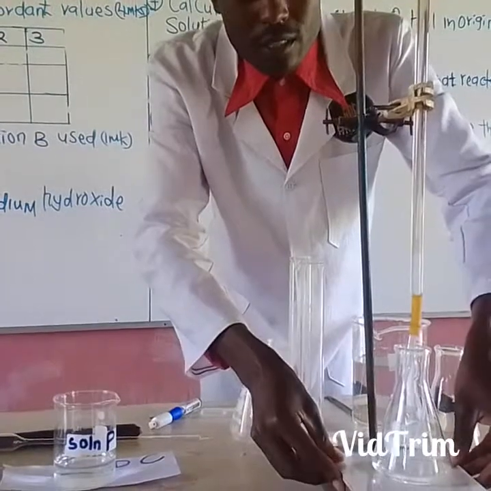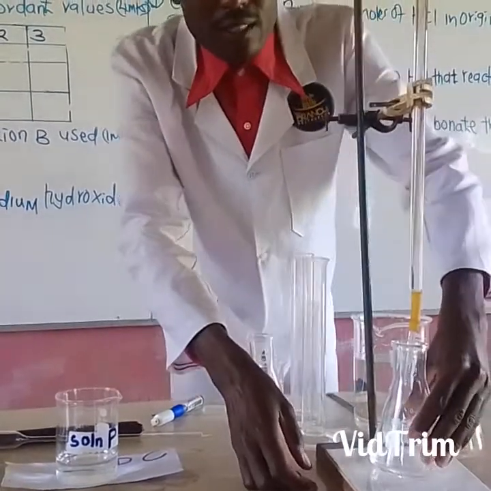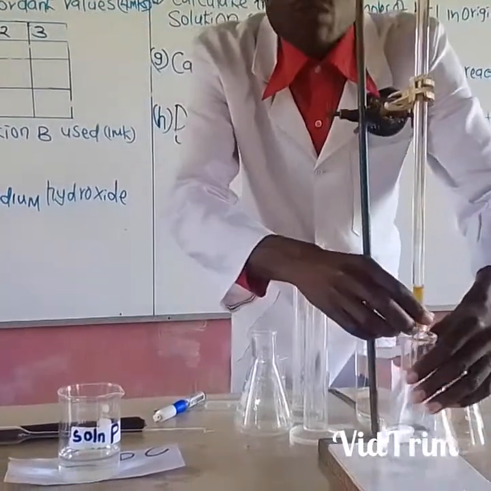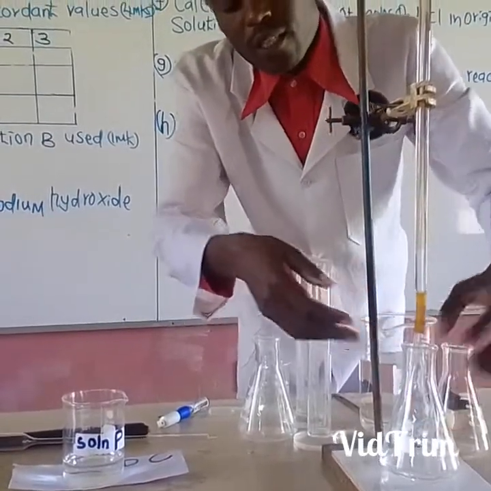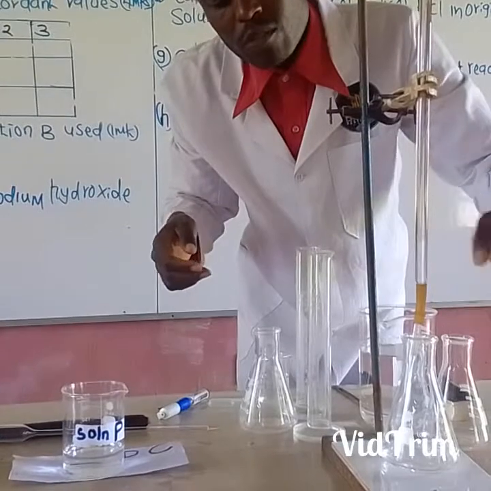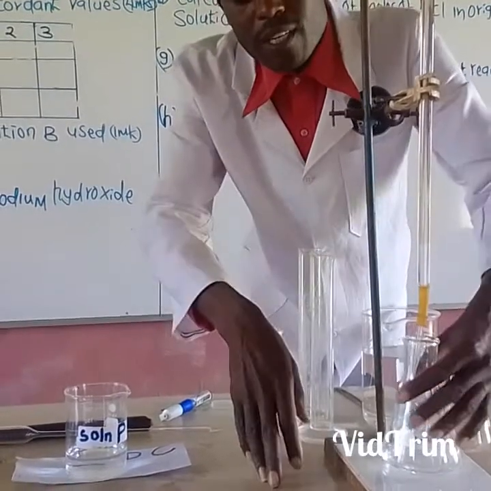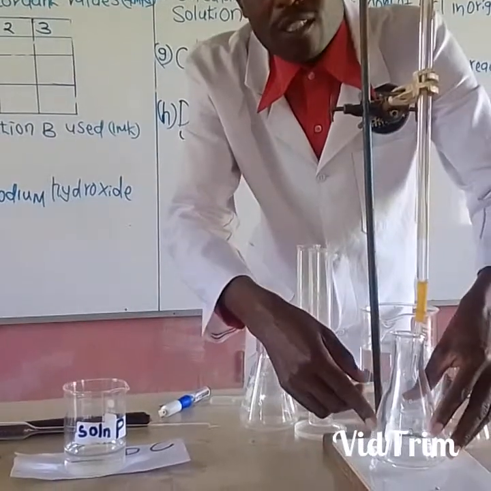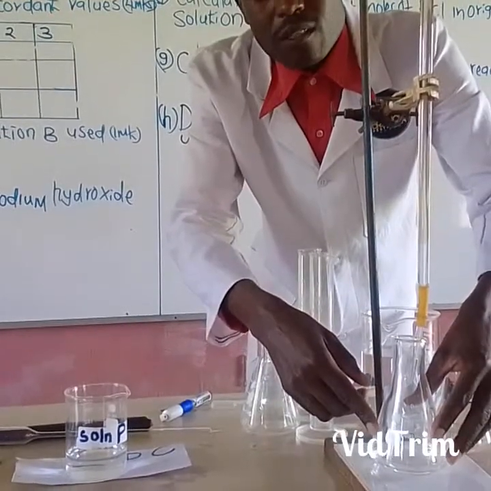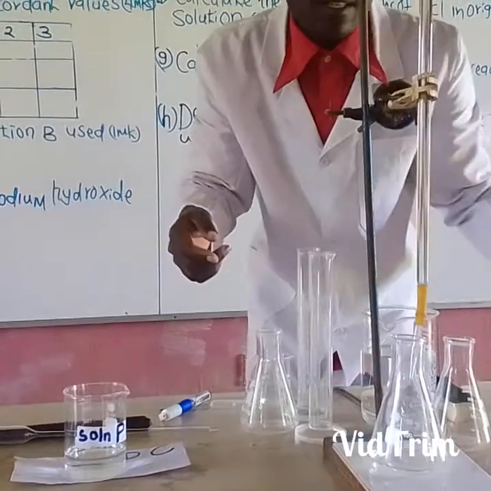So I put this conical flask on a white tile, that way. Then I'm going to swirl the solution as I titrate, or as I release the sodium hydroxide solution dropwise until a permanent pink color just appears. So your focus now is on this conical flask. Is it okay? Let us now go.